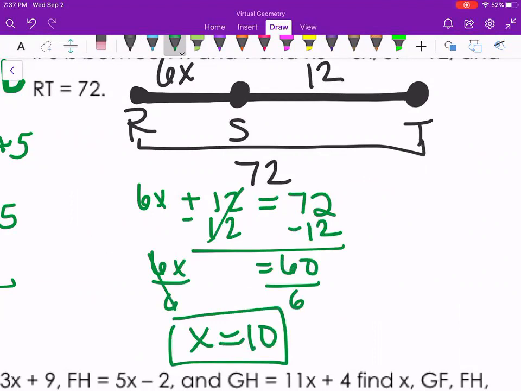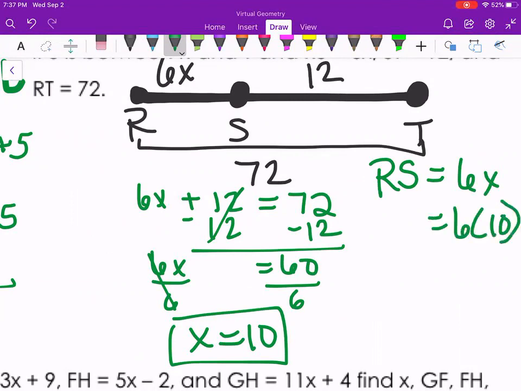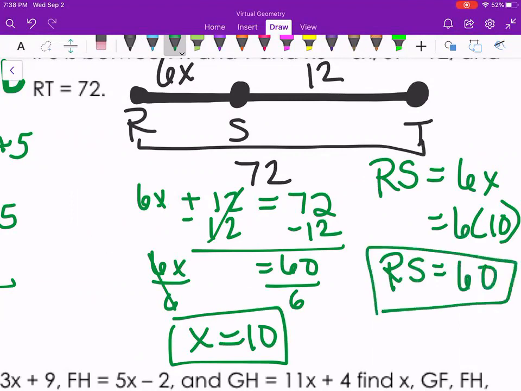Now we needed to find the length of RS. So let's plug that in. So RS is supposed to be a 6X. Well, X is now a 10. So RS is 6 times that 10 for 60. And there's our missing part. All right. So let's keep going now. Let's see if we can step it up just a little bit more.